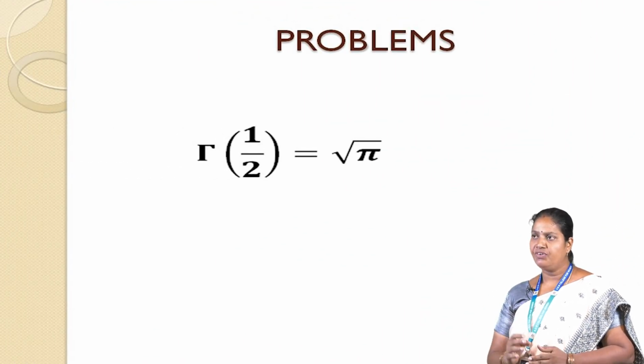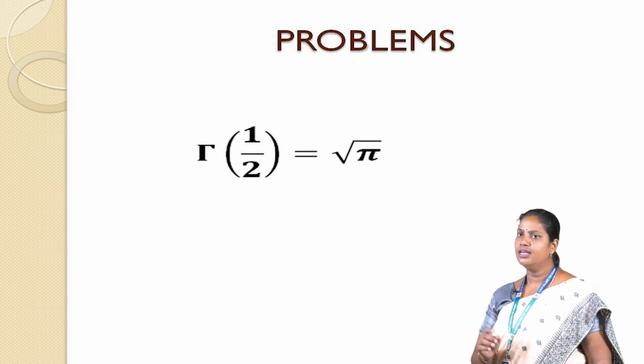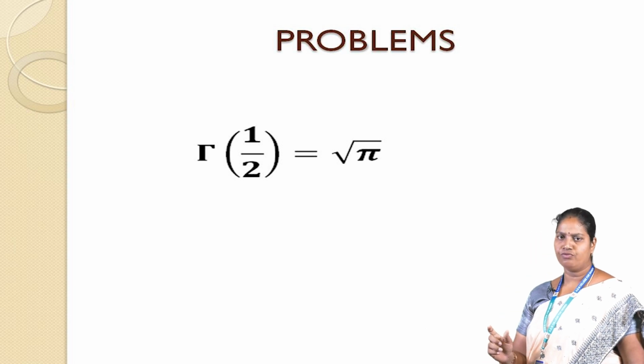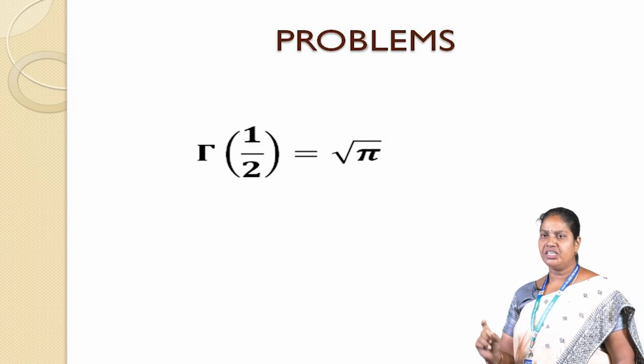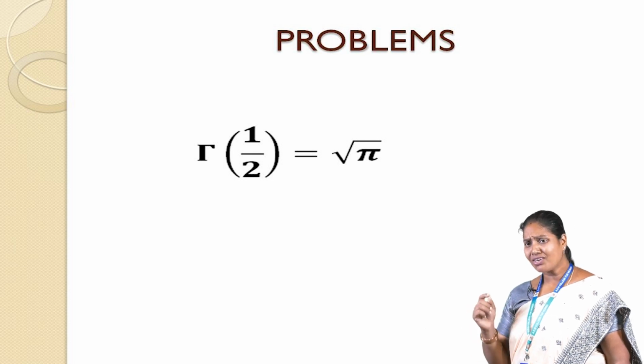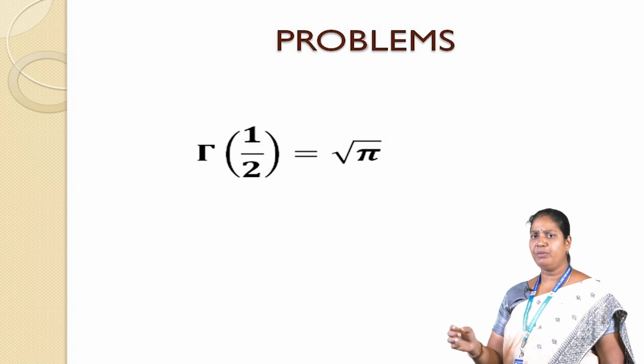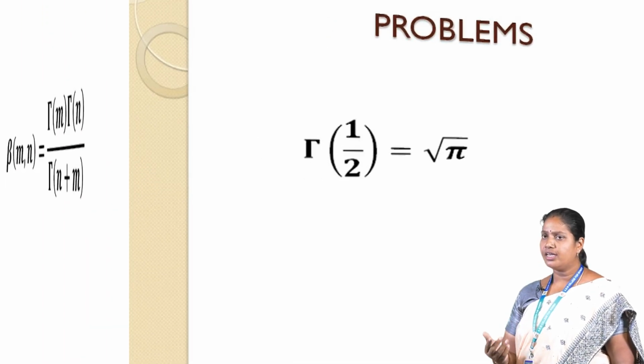So first we need another formula which is very, very important in solving improper integrals, that is gamma of 1 by 2. What is the value of gamma of 1 by 2? It is nothing but root pi. Now we will see the proof of that. We are going to calculate this gamma of 1 by 2 using the relation between beta and gamma function only.